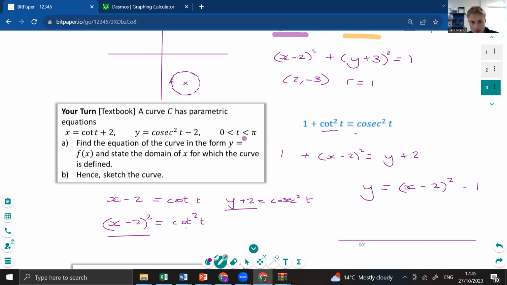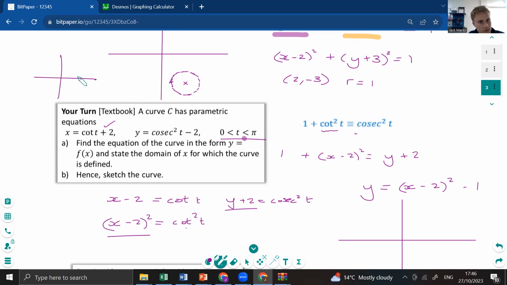If I want to draw this one, let's just see if there's anything else I need to watch out for before I do that. So t, you're allowed values between 0 and pi. How will that affect cot? Well, cot repeats every 180, so cot will be fine. This bit will be unaffected. How will this affect it?